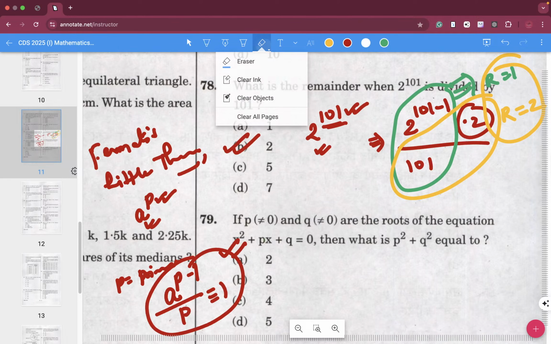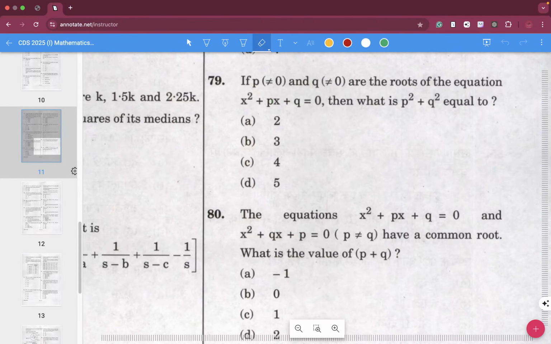The next question, the second last question, says: p is not equal to 0 and q is not equal to 0, and p and q are the roots of the equation x square plus px plus q is equal to 0. If p and q are the roots, can I simply substitute x is equal to p?